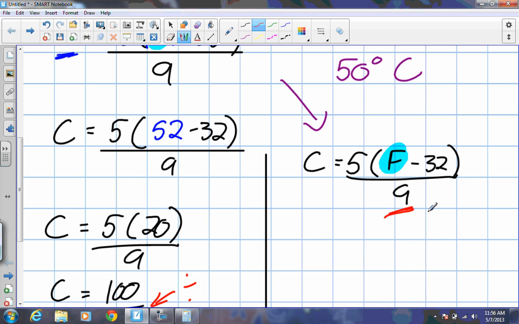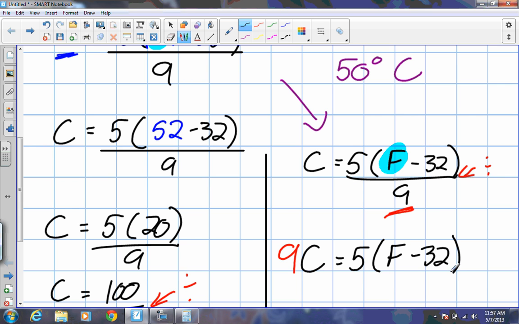So think of it like we're doing the reverse process if we had plugged a value in. Yes, that's right. So if we want to move 9 to the other side, we need to use the opposite operation because this is a division sign. So when it goes to the other side, it will be multiplication. So we'll be left with 9 multiplied by C. So in other words, 9C is equal to 5 times F minus 32. Okay? Then let's go back up.